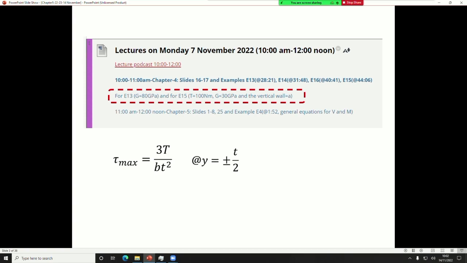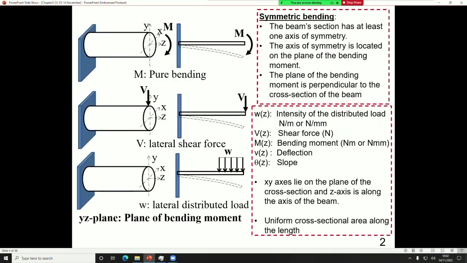So we move on to chapter 5. First, I would like to highlight the materials we had last week, and then we continue from slide number 9.